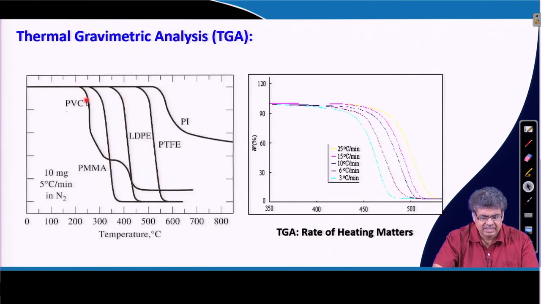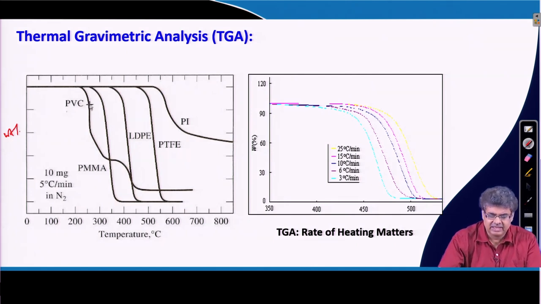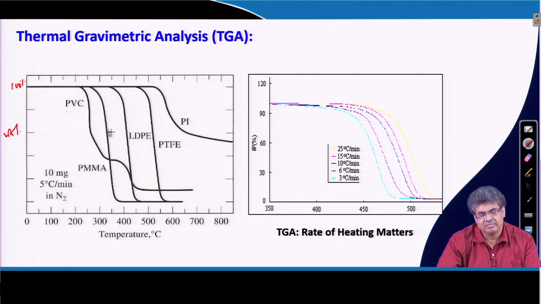This is an example of thermal stability of a few polymers: PVC, polyvinyl chloride, PMMA, LDPE, PTFE, PI. This is weight percentage and this is 100%. So, at some temperature it starts losing weight and it almost becomes 0%, losing everything at extremely high temperature. The temperature where the loss starts we call onset temperature, TD onset, and the temperature where 50% weight loss happens we call TD half or TD 50%. We can use this experiment to compare the thermal stability of different polymers. In this case PI is much more stable than PVC or PMMA.